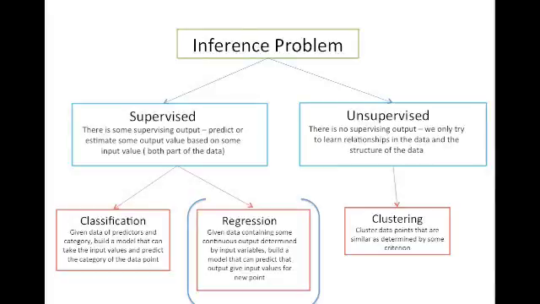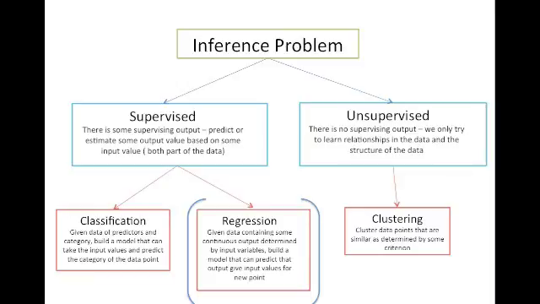The types of inference problems that we're dealing with can be broadly classified into two types: supervised learning problems and unsupervised learning problems. In a supervised learning problem, there is some supervising output. That is, we're trying to predict some output based on the data that we have. Two types of problems that we deal with are classification and regression. In classification, we want to classify a data point based on its attributes into a bunch of categories that we know from history. In regression, there is some continuous output that we want to predict given attributes of a data point.